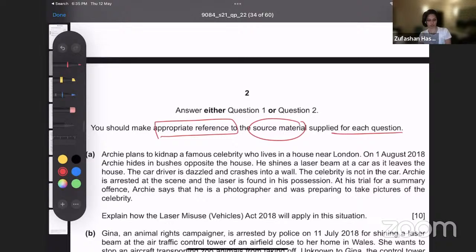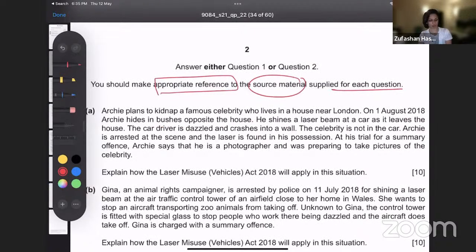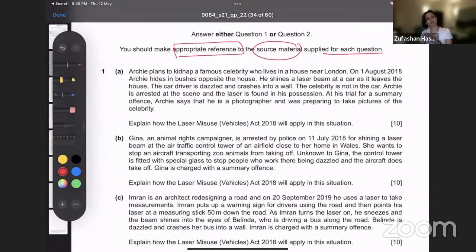So in this situation, they've given you a random situation with Archie, Gina, and Imran, A, B, and C. These can be labeled as 1, 2, and 3, or in any other label. Don't get confused. That will always, however, be a 10-mark question. The first 3 at least will be 10 markers, right?